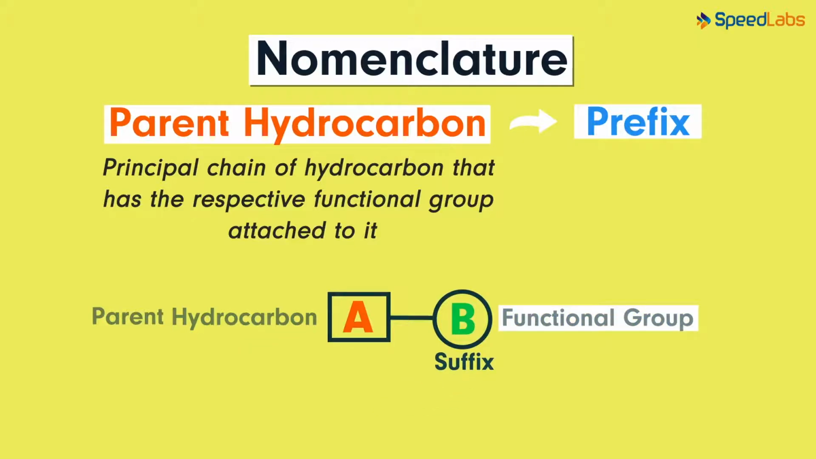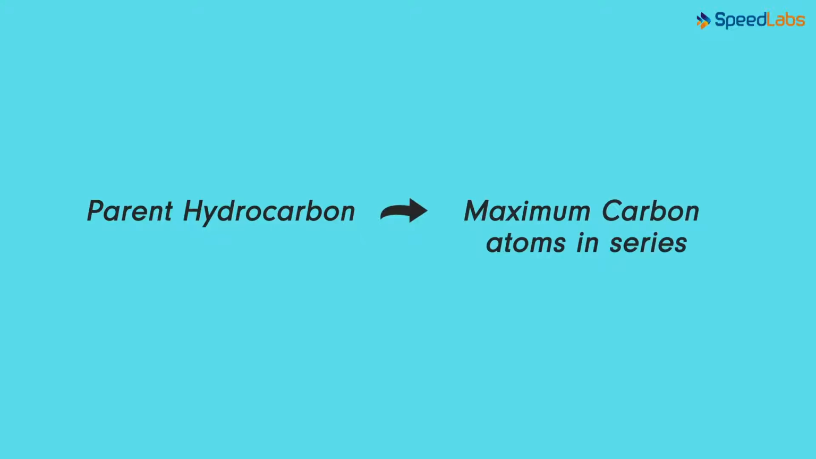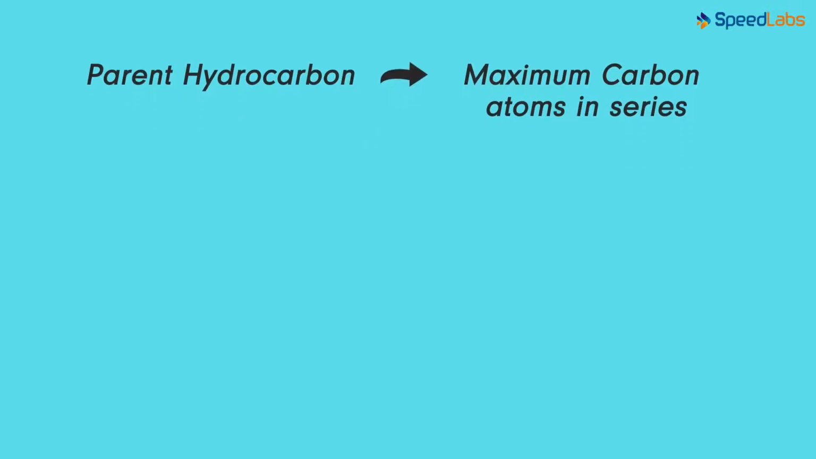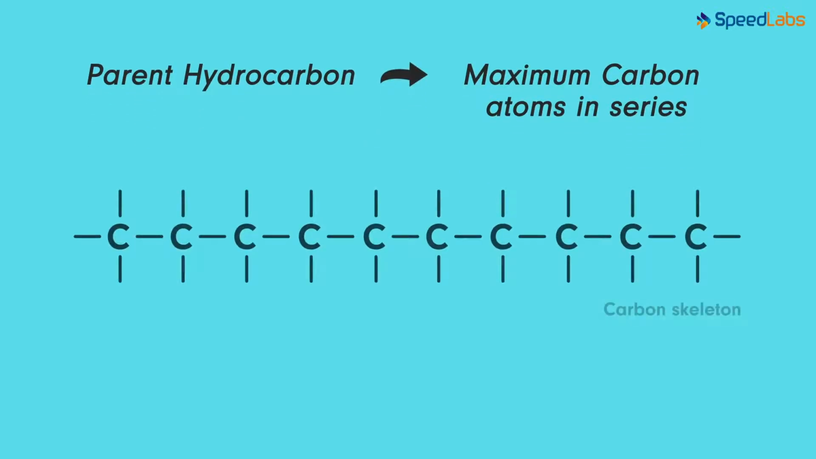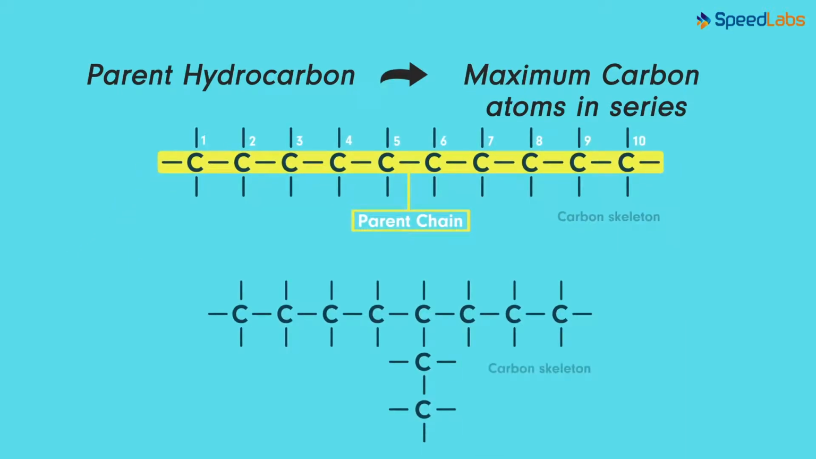So for naming the compound, there are a few things that we need to remember. The first thing we look for in the compound is the chain with the highest number of carbon atoms. The parent chain of hydrocarbon will be the one with the maximum number of carbon atoms in series. What do we mean by this? Say we have a 10 carbon long chain with no branching. Such a chain will be our parent chain. Now what if the chain of 10 carbon atoms comes in the form of branches like this? Here can we say that the principal chain is 10 carbon long?